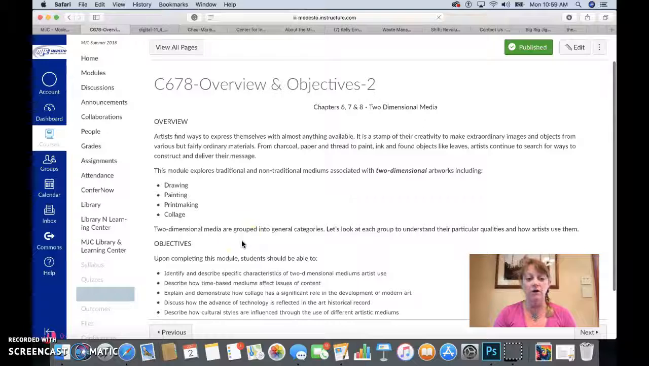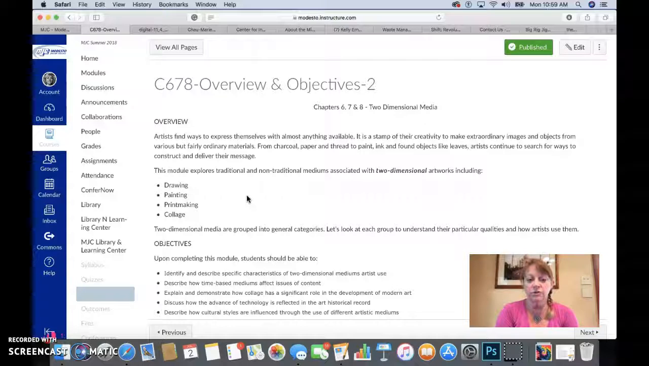All right, so artists find ways to express themselves with almost anything available. You know that because you just had to do that for yourself. It is a stamp of their creativity to make extraordinary images and objects from various but fairly ordinary materials. So from charcoal, paper, and thread to paint, ink, and found objects like leaves, artists continue to search for ways to construct and deliver their message.